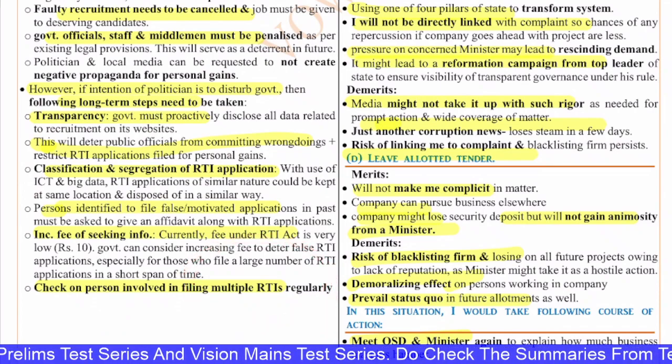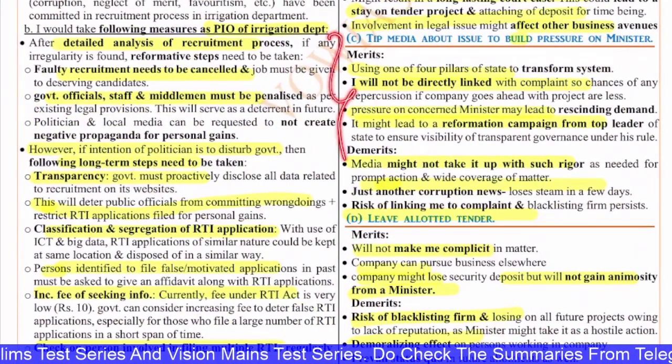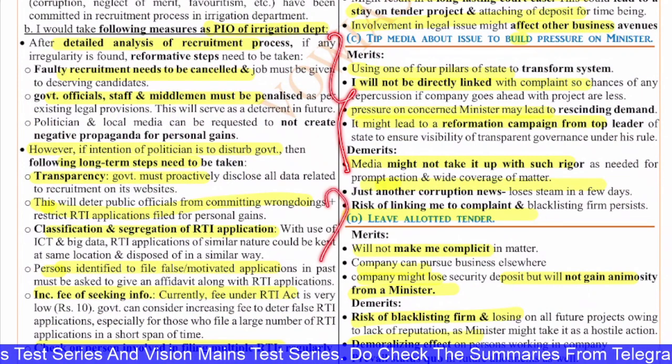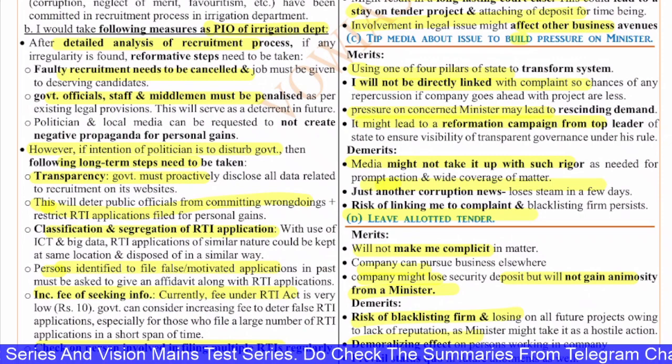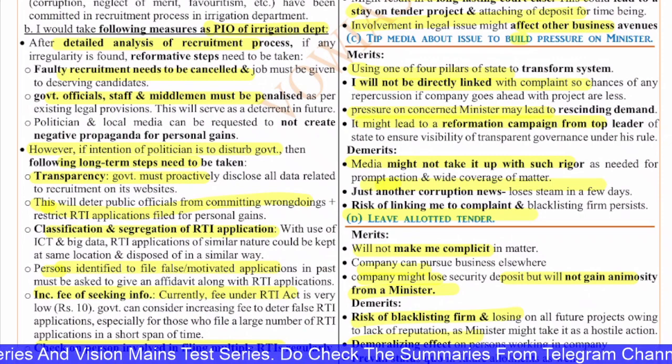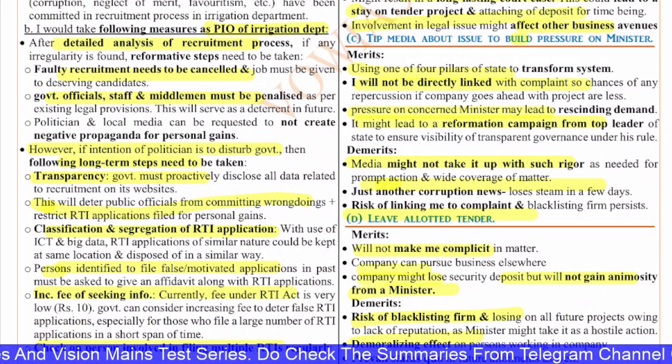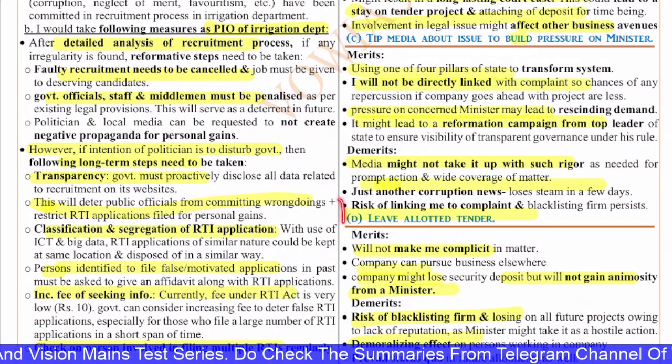You see, on one hand, we are showing that if there are any irregularities, we are going to take these steps. On the other hand, if a politician is filing cases just for his political gains, then in the long term, what steps can be taken so that the RTI can also be strengthened parallelly? So that also we are giving.